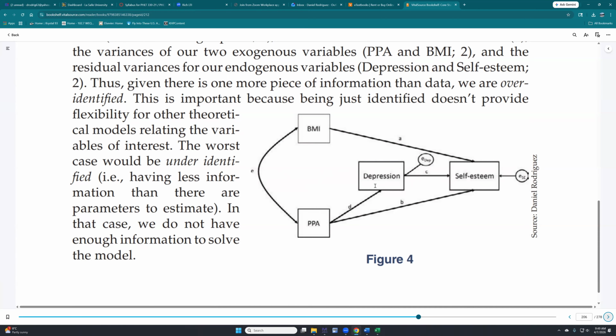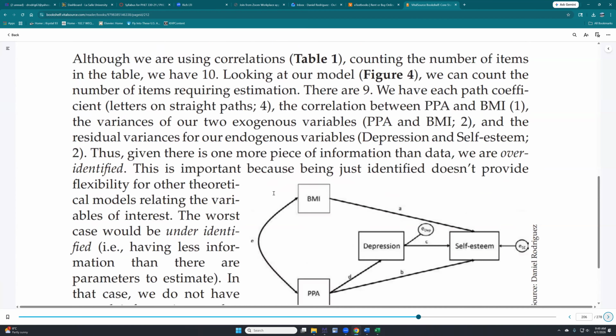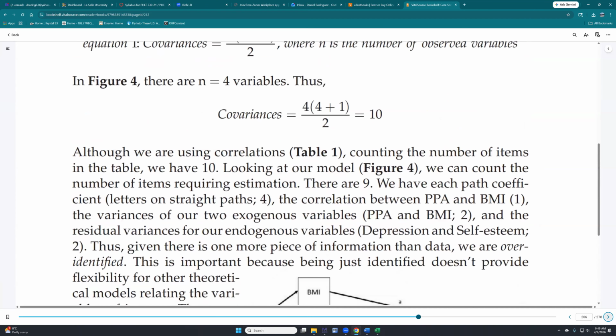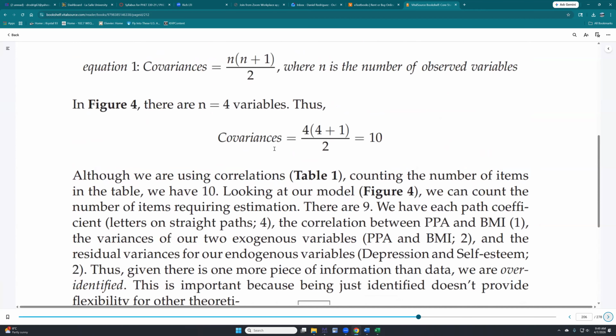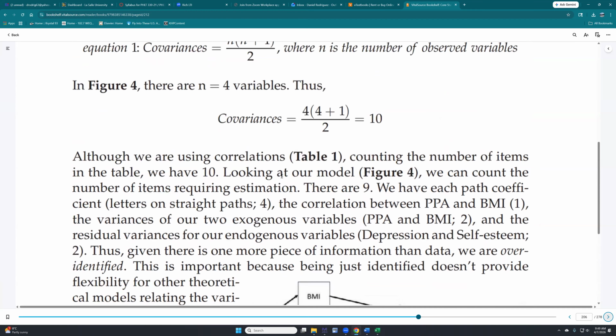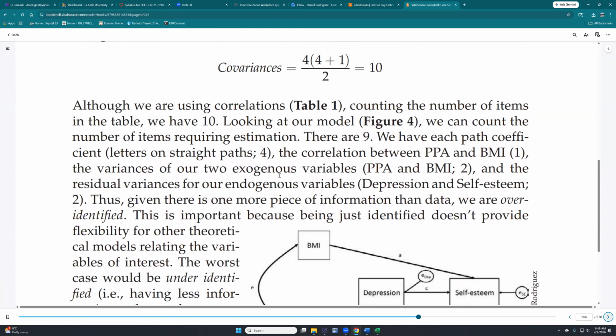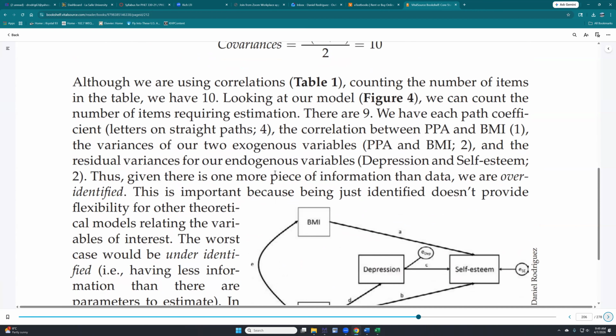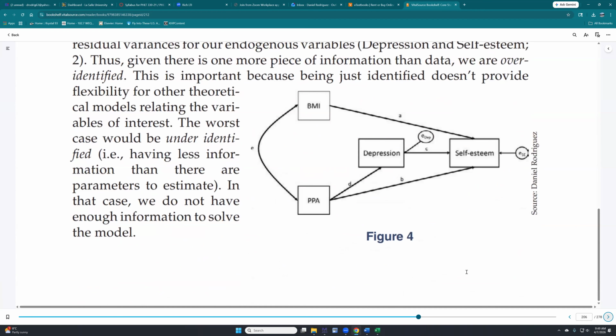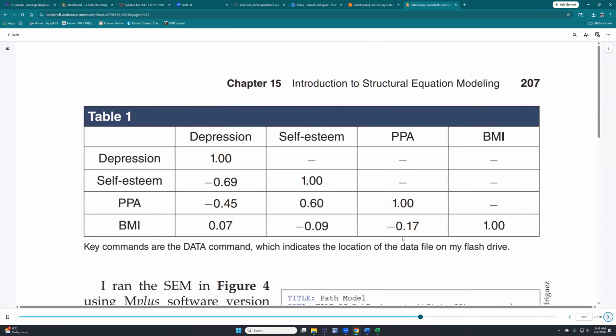But there's 1, 2, 3, 4 pieces of information here, right? To start with. So based on this model, we have 4 times 5 divided by 2 equals 10. So we have 10 pieces of information. That includes the variances and the covariances. If we go to table 1, which must be on the next page, at table 1, we have 1, 2, 3, 4, 5, 6, 7, 8, 9, 10. There you go, 10 pieces of information.